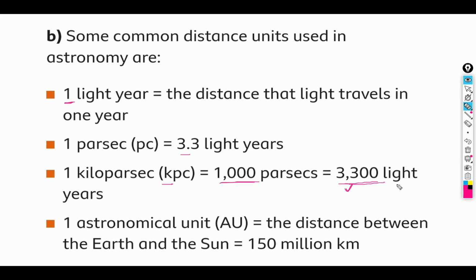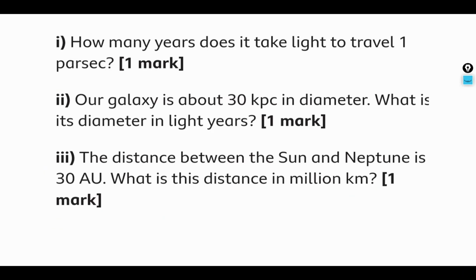Now one more unit we will be discussing on this concept, that is AU. The astronomical unit, as it is known, is the distance between Earth and the Sun. That is 150 million kilometer. Now a few questions related to this astronomical unit. First is, how many years does it take light to travel 1 parsec? First all of you try these questions by yourself, and then we'll discuss the solution also.